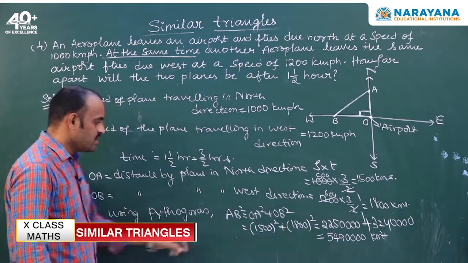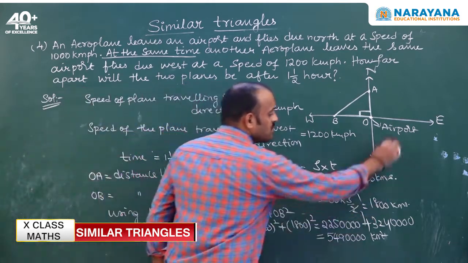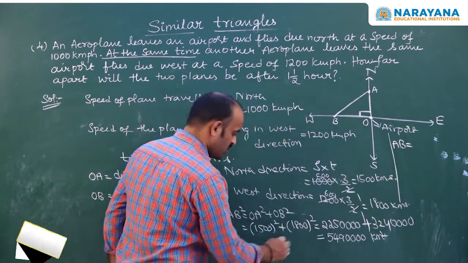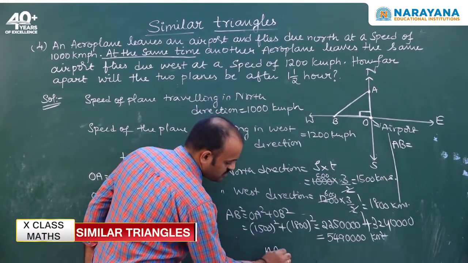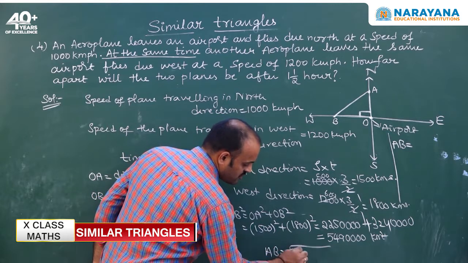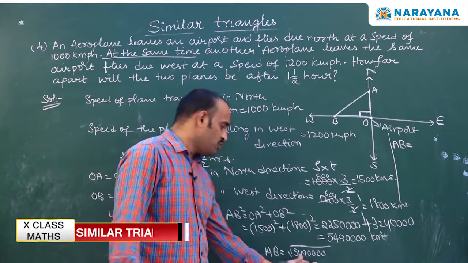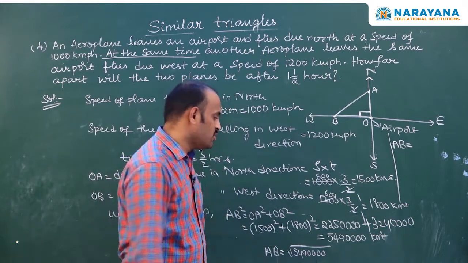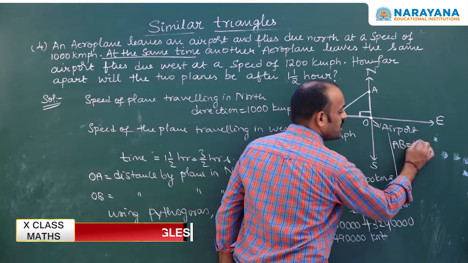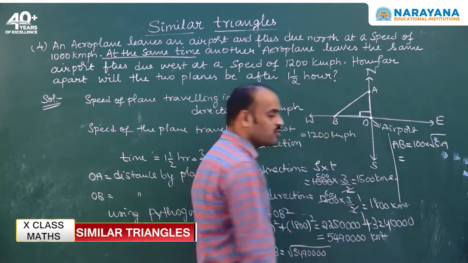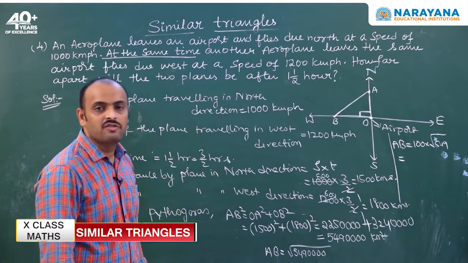If you send the square to the other side, it will become root. Therefore, AB is equal to the square root of 549 and 4 zeros. For 4 zeros, 2 zeros will come out. So, 100 into root 549. So, that root 549 value we need to find out.